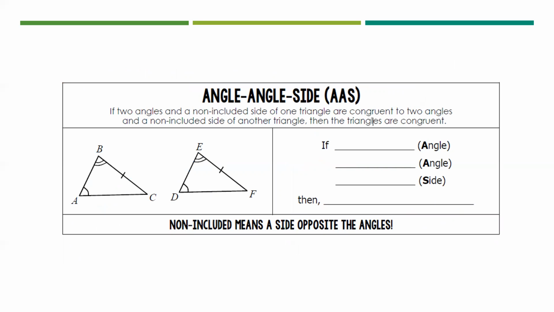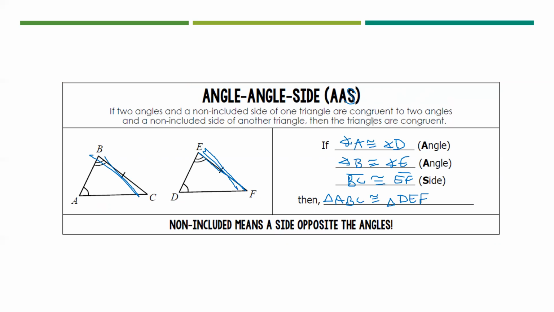So when it says non-included, it means the side that's not in between. Even in the name, see, the side is not in between the 2 angles. So if angle A is congruent to angle D, if angle B is congruent to angle E, and a side that's not in between AB or DE, so we could say BC is congruent to EF, then triangle ABC will be congruent to triangle DEF by angle, angle, side.